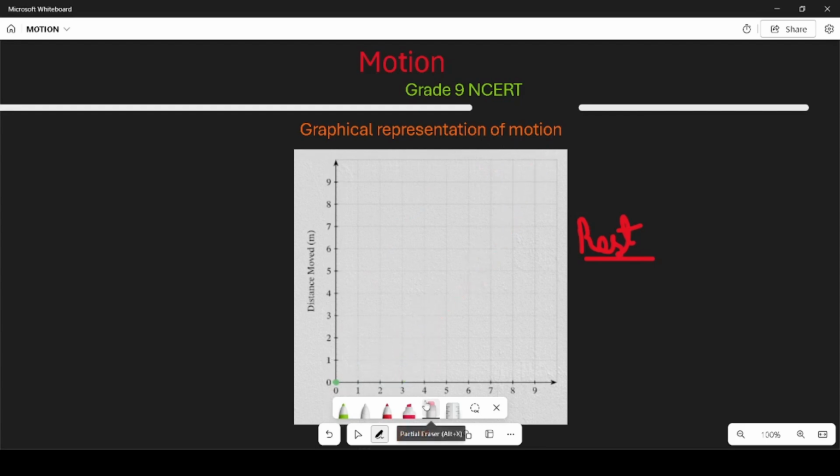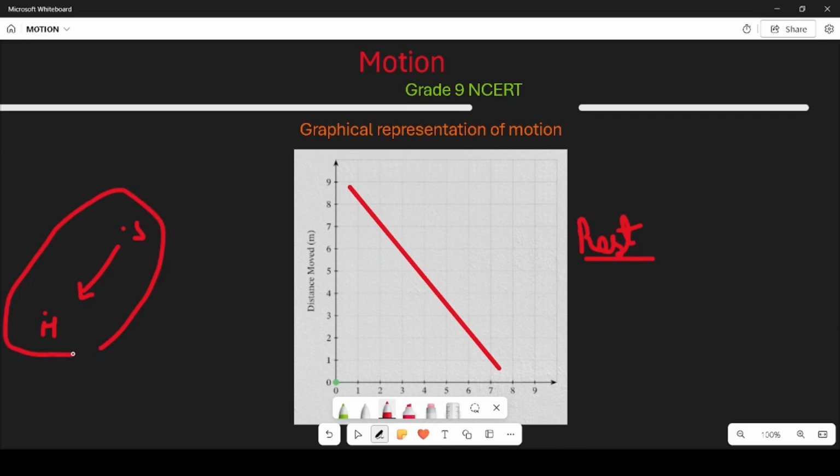Next, we will talk about how you represent an object coming back to its original position. So let's say you start at your home, you reach school, and you return back to home. How do you represent you coming back from school to home? It's simple. Draw a downward slope towards the time, which is the x-axis. This represents that the object has returned to its original position. Now let's take this example seriously and plot it in the graph. Let me just show you.